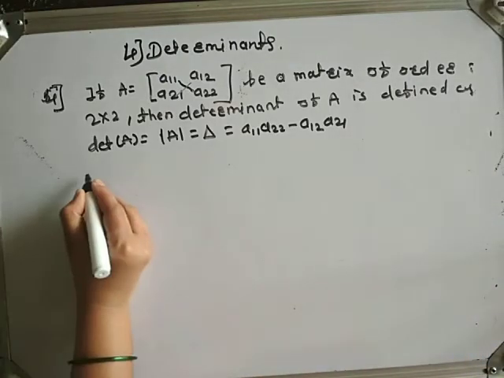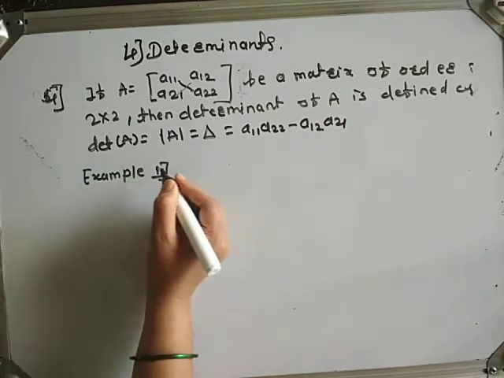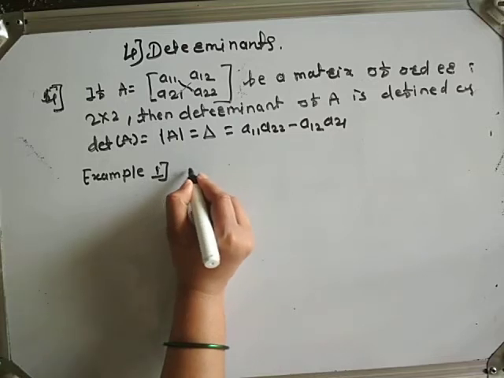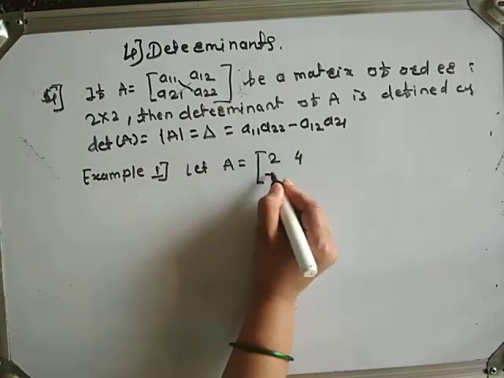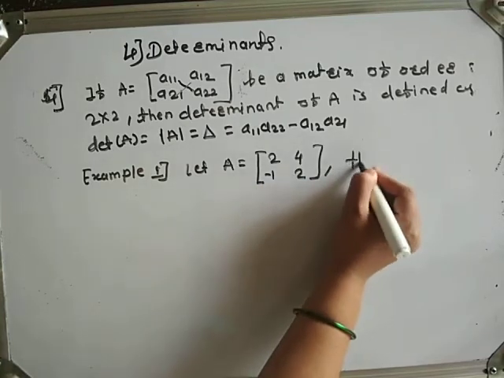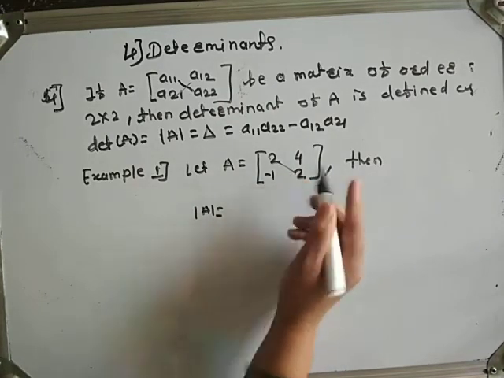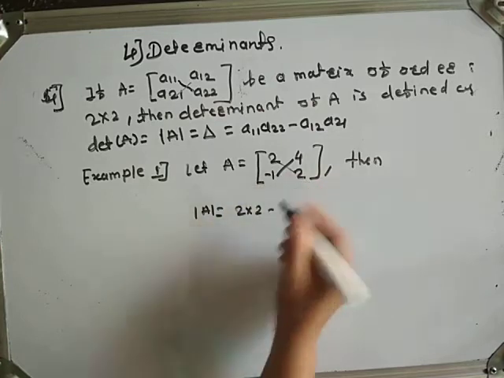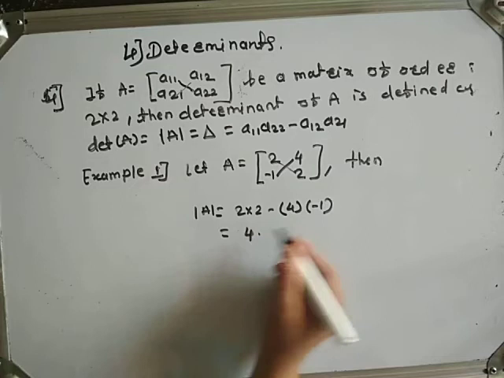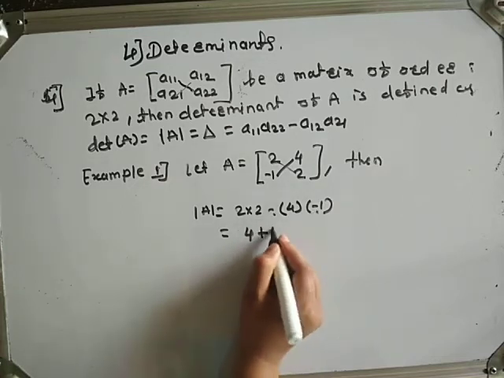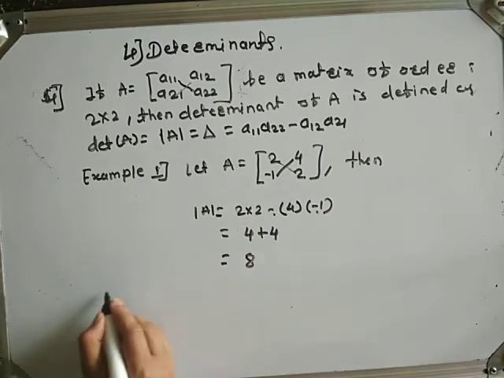For example 1, let A be the matrix 2 4, minus 1 2. Then determinant of A equals the multiplication of these two numbers minus the multiplication of these two numbers: 4 into minus 2 equals minus 8. This minus becomes plus, so 4 plus 4 equals 8. So determinant of A is equal to 8.